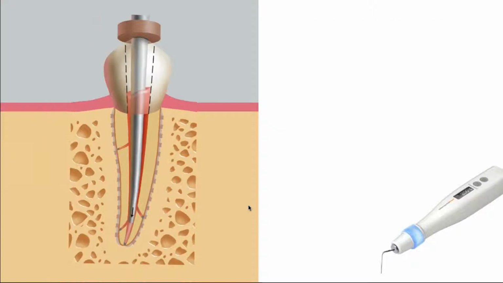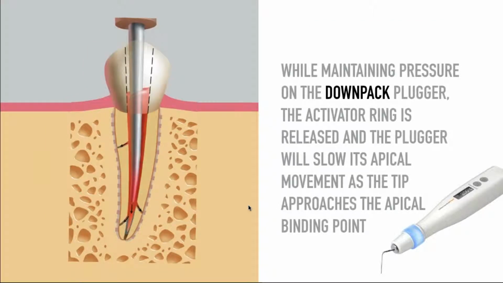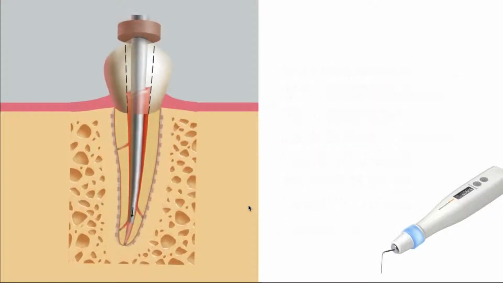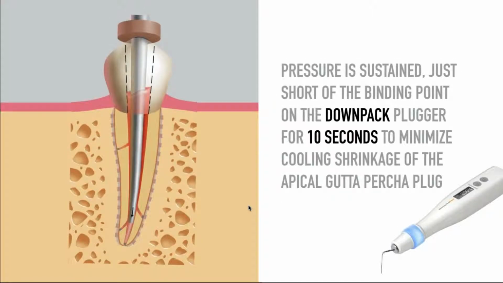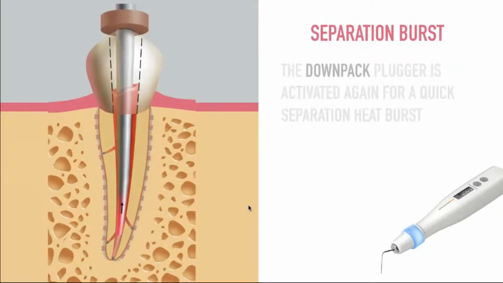We'll go back on that. So we lost audio there for a second. So we maintain pressure on the gutta percha for 10 seconds in order to prevent cooling shrinkage. And you'll hear a single chirp after 5 seconds from the unit, and then a double chirp after 10 seconds. At this point, we do our separation burst.